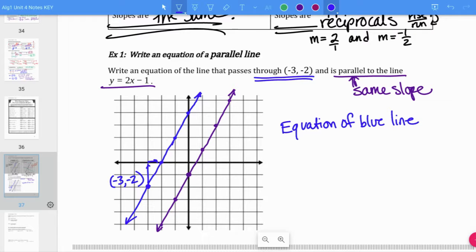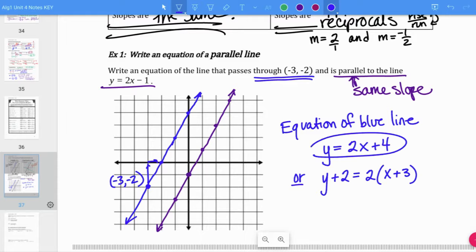But my job was to write the equation for that blue line. Since I know the slope and I can see where it's crossing the y-axis, so I also know the y-intercept, I could write it as y equals 2x, same slope as my first equation. And I notice that it's crossing the y-axis at 4. So I could write that equation, or I could use the point that I have and write it in point slope form. Y minus the y-coordinate of negative 2 is adding 2, slope of 2, and x minus the x-coordinate, which is negative 3, which makes it plus 3. So either of those equations would be the equation of that blue line.